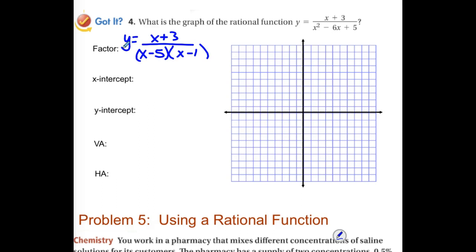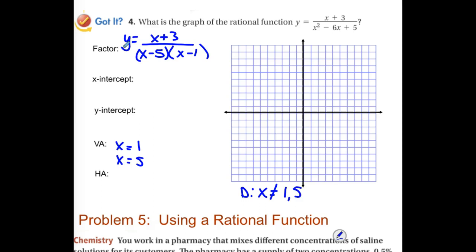All right, let's go ahead and list our vertical asymptotes. What makes that denominator 0? Okay, so we have an x equals 1 and an x equals 5. All right, no holes. If we had to list the domain, we can say that x cannot equal 1 or 5.